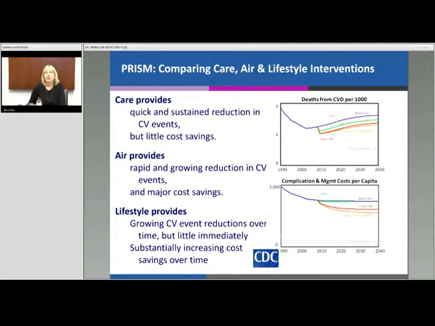And you can see some lines drop dramatically immediately, and then they also change over time. So if you see the deaths, for example, the deaths might drop immediately but go up over time. And that might be due to the fact that there's an aging population.